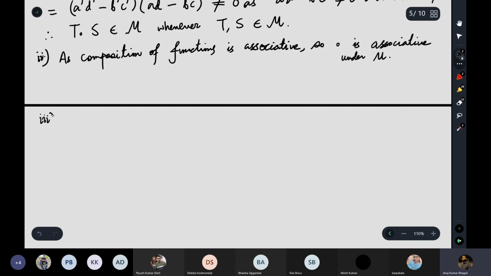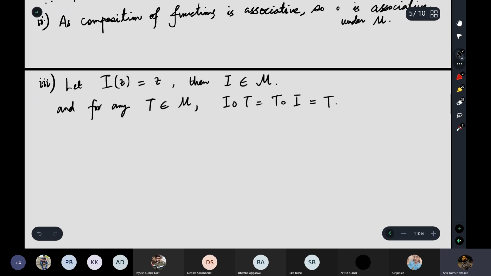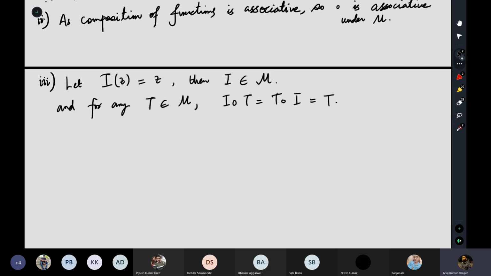Third property, existence of identity. So let I(z) be the identity transformation. Then I is a member of M because its determinant is non-zero, and for any T in M, I composition T is the same as T composition I, which is the same as T, right? You can very easily check. So this is the existence of identity.